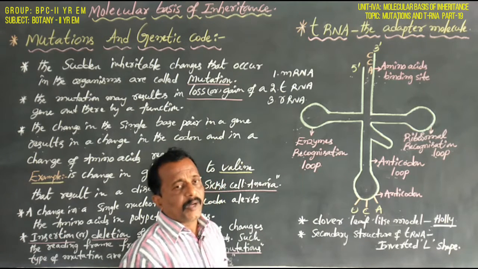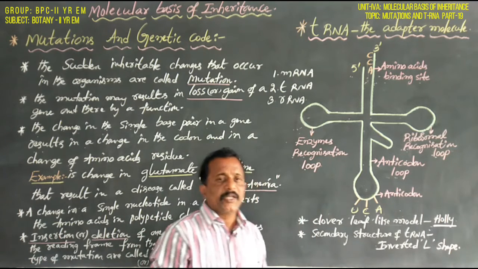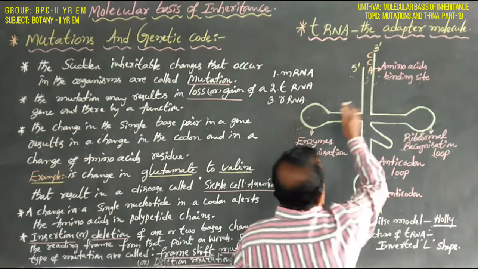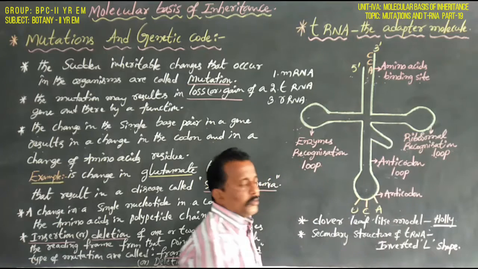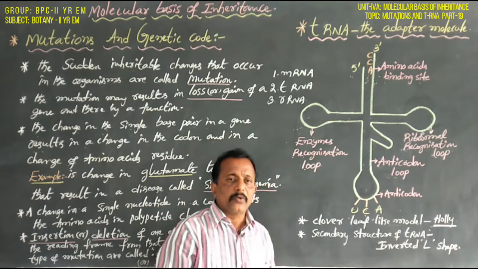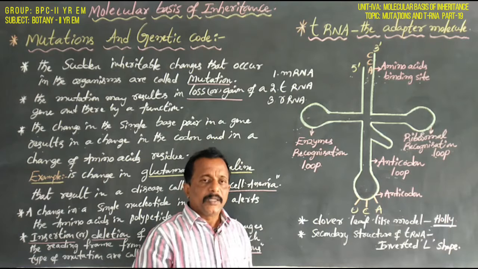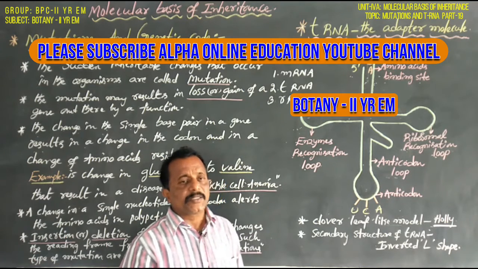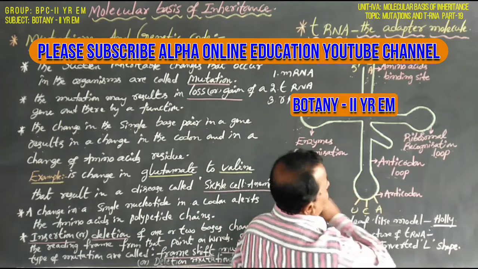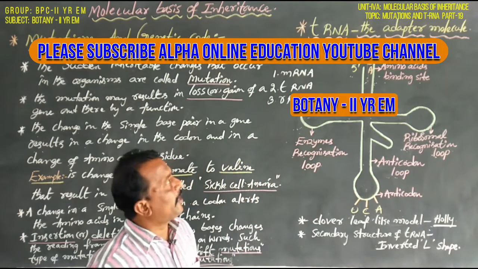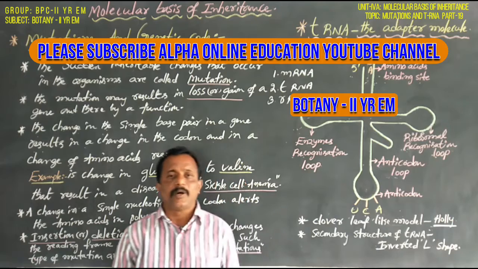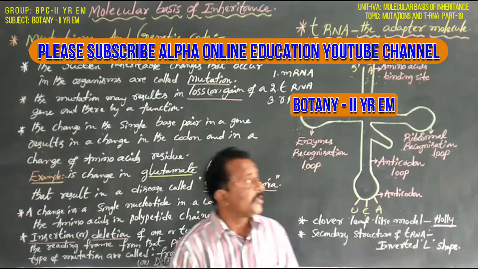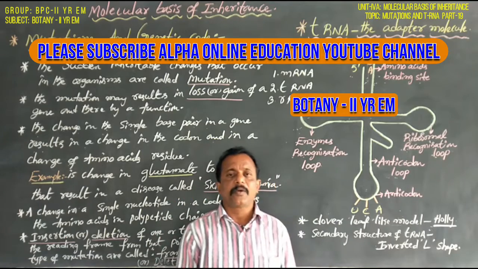In general, RNA molecules always appear as single stranded molecules. DNA molecules always appear as double stranded molecules, but RNA always appears single stranded. This is about tRNA, the adapter molecule. So this is about mutations and genetic code as well as tRNA. Okay, now thank you.